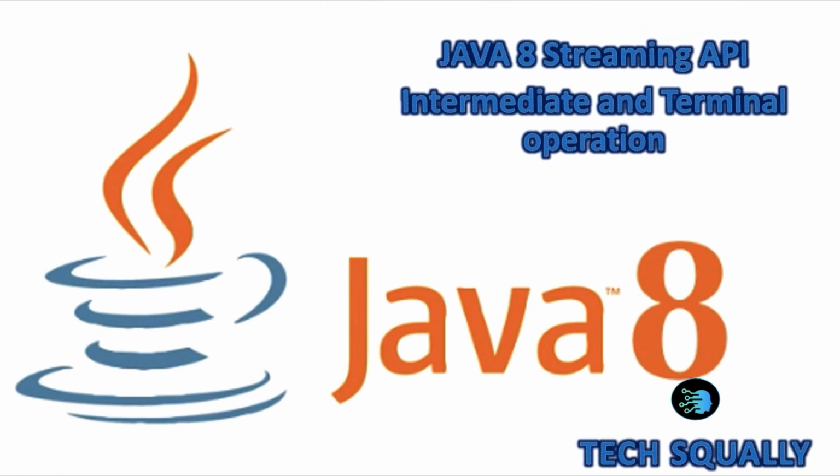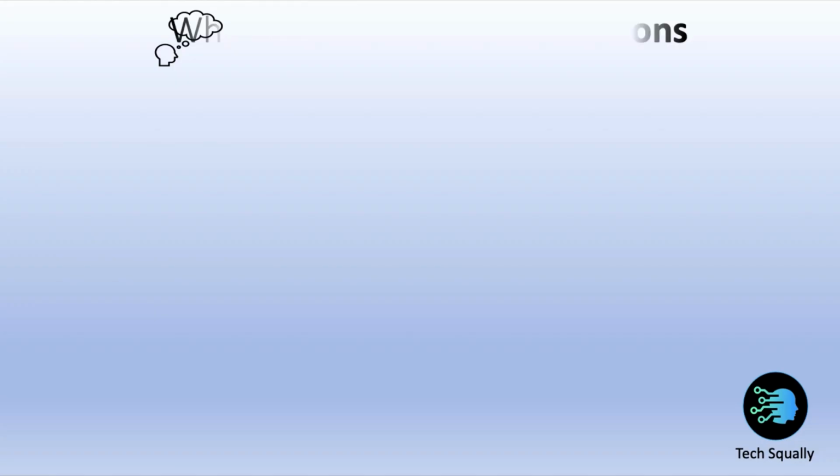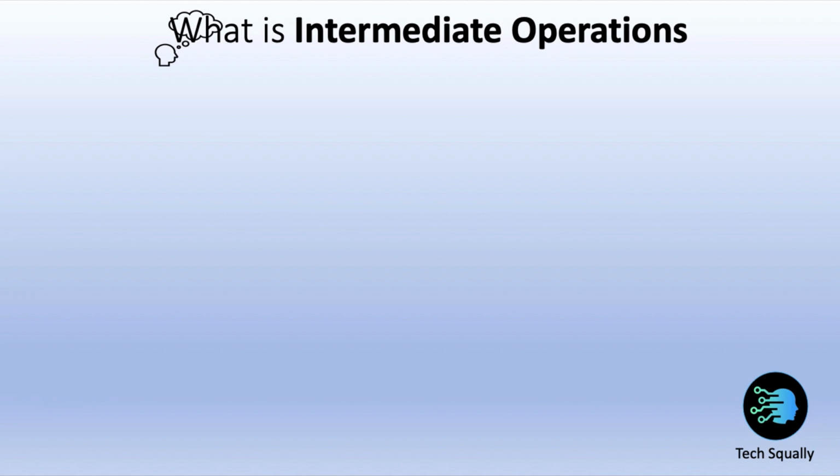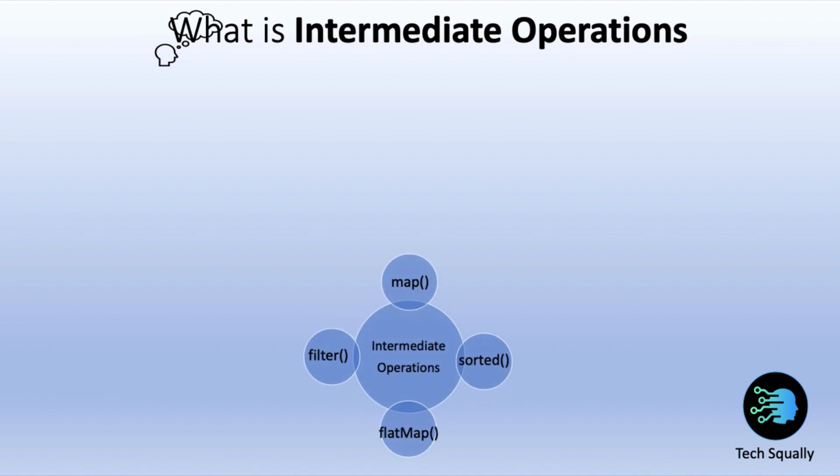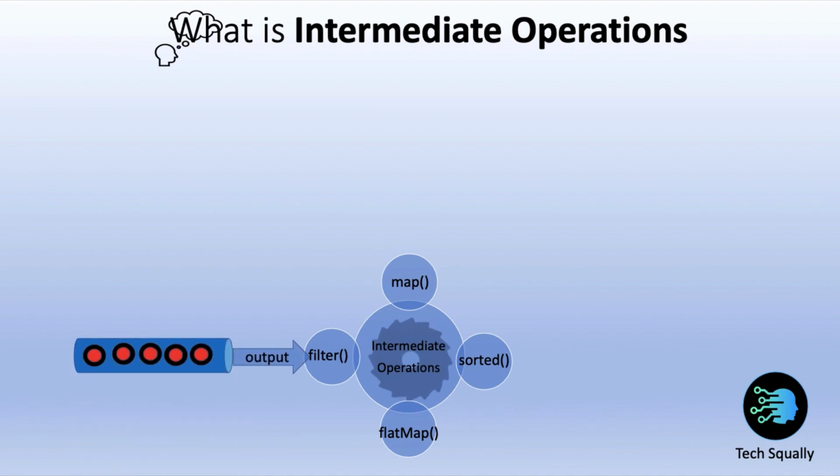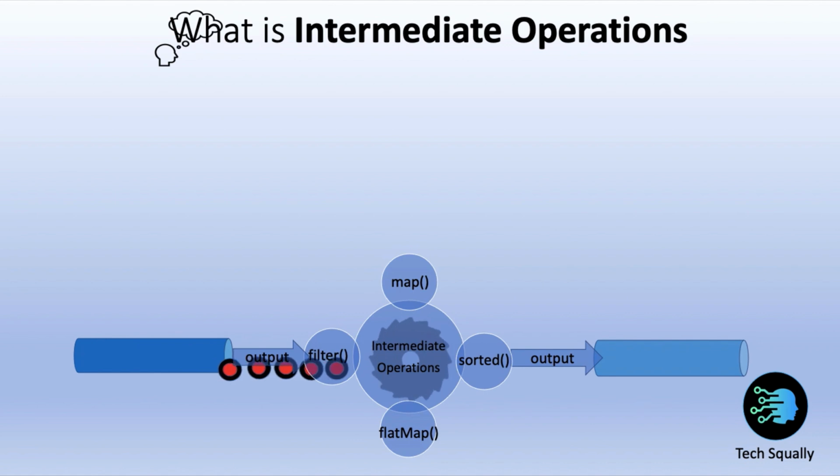So our today's topic is under the Java 8 streaming API: intermediate and terminal operations. So what are intermediate operations? Intermediate operations are the operations which take a stream as an input and produce another stream as an output. For example, map, filter, sorted, flatMap, these are the intermediate operations.